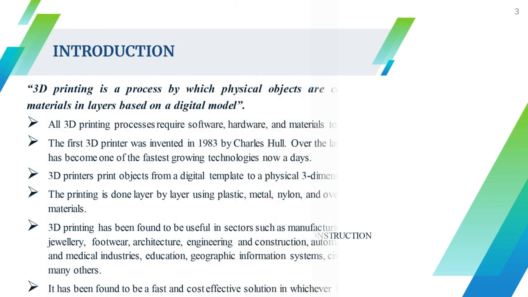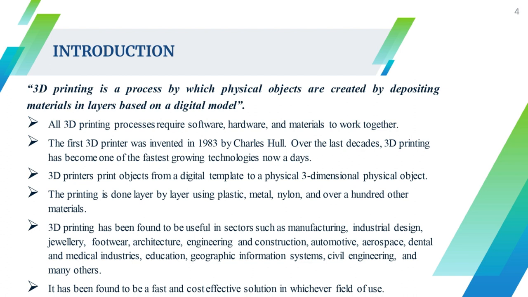Before starting, let's get to know what 3D printing technology is. 3D printing is a process by which physical objects are created by depositing material in layers based on a digital model. All 3D printing processes require software, hardware and material to work together. The first 3D printer was invented by Charles Hull in 1983. Over the last decades, 3D printing has become one of the fastest growing technologies. 3D printers print objects from a digital template into a physical three-dimensional object.